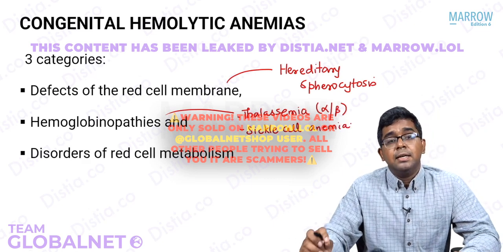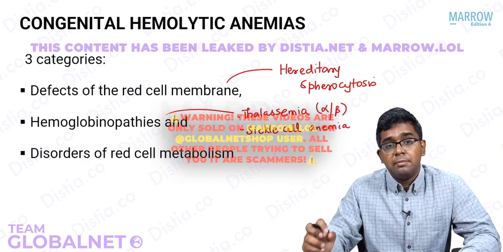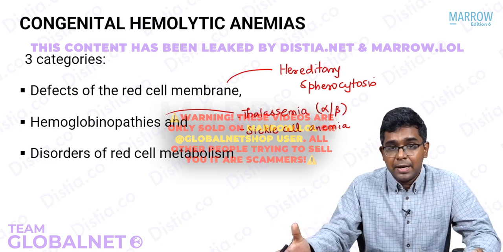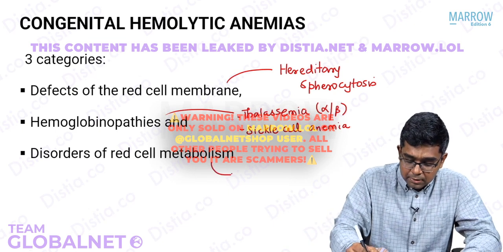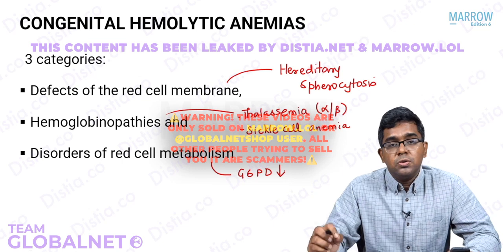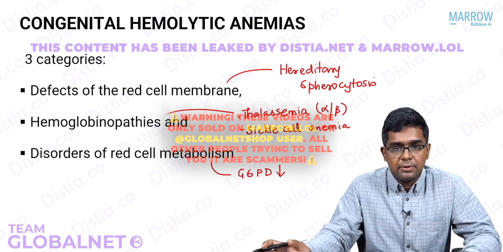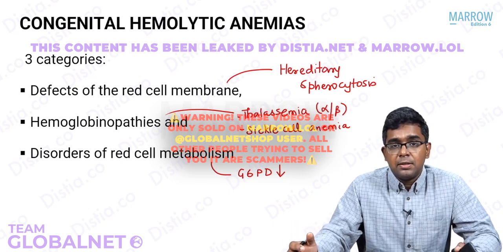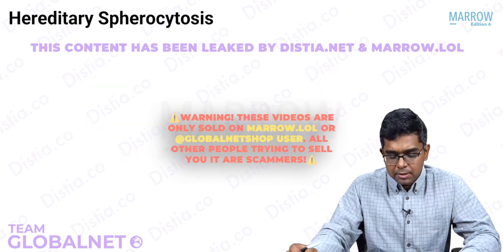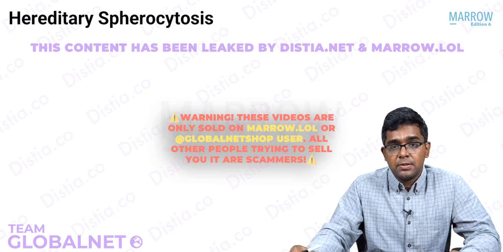The third category is a disorder of red cell metabolism, metabolic activity, which is mediated by some important enzymes. And a very classical example of this is G6PD deficiency, which is glucose 6-phosphate dehydrogenase deficiency. We will be seeing all these disorders in detail subsequently. I'm starting with a discussion of hereditary spherocytosis first.